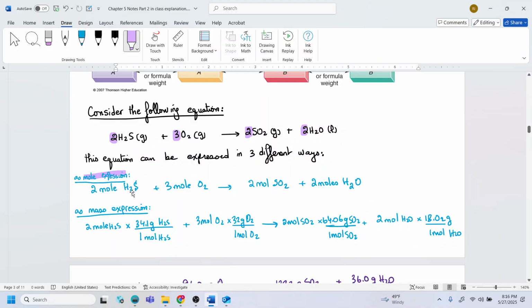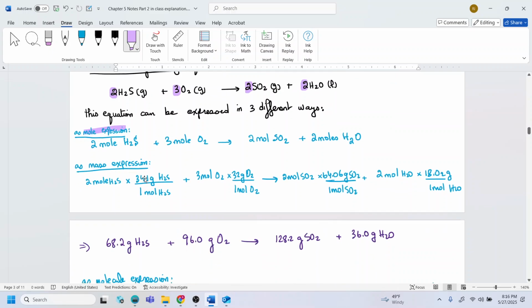Now, if you want to change it into a mass expression, we know that to go from moles to mass, you have to multiply by the molecular weight. So this is the molecular weight in here. If I want to go from the moles to the mass of the H2S, I need to multiply by the molecular weight of H2S. The answer for these two is over here, so you're getting the mass in there. You multiply 3 times the molecular weight of oxygen, so it's 32. And then you multiply 2 times the molecular weight of sulfur dioxide and 2 times the molecular weight of water. And then you can get a mass relationship in the chemical equation.